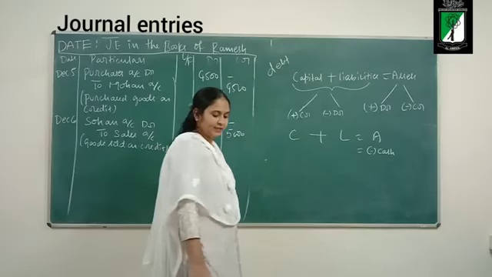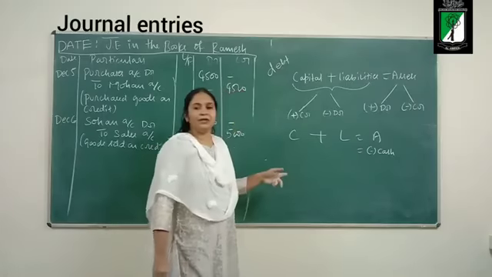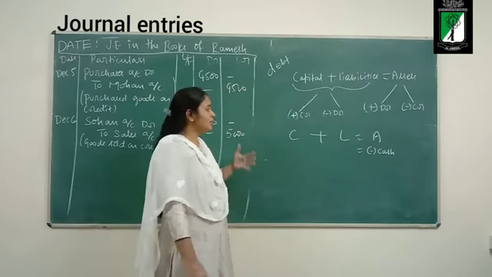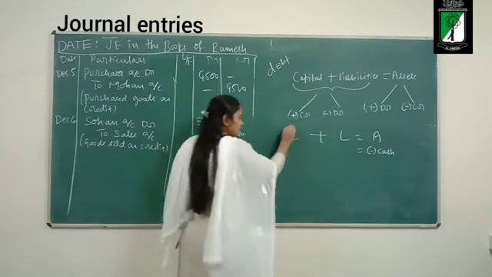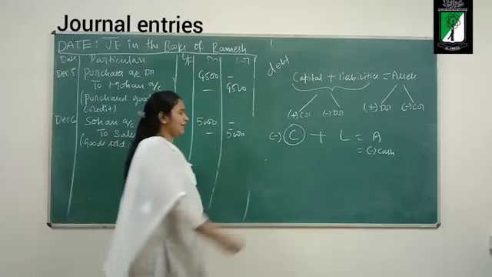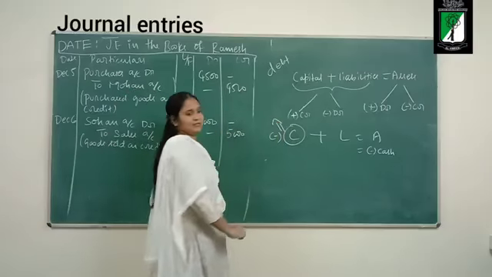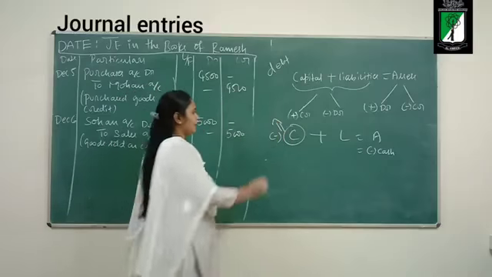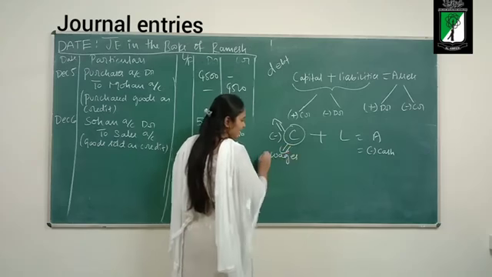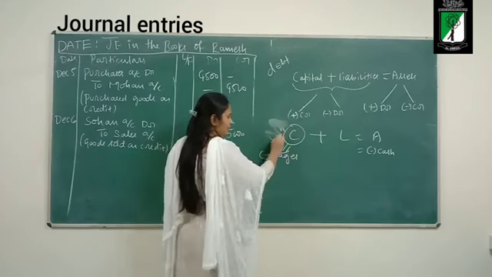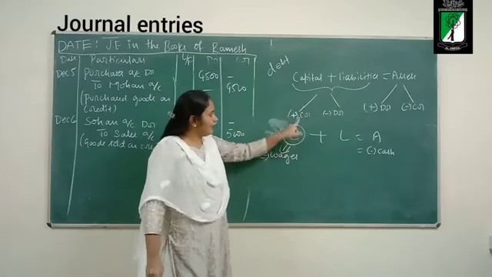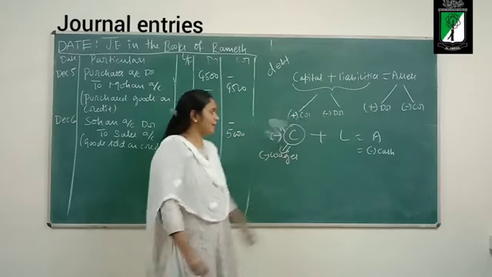Okay. And what is happening to my capital? My capital is also decreasing. Why? Because of the payment of wages. Because of payment of wages, even my capital is declining. But I cannot write capital here. I should write the reason for which my capital balance is declining. What is the reason? Wages.